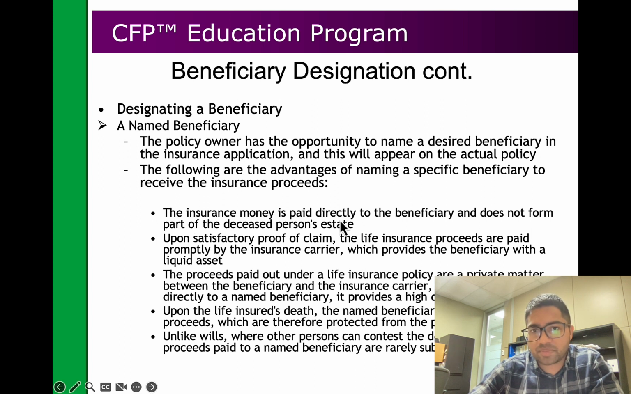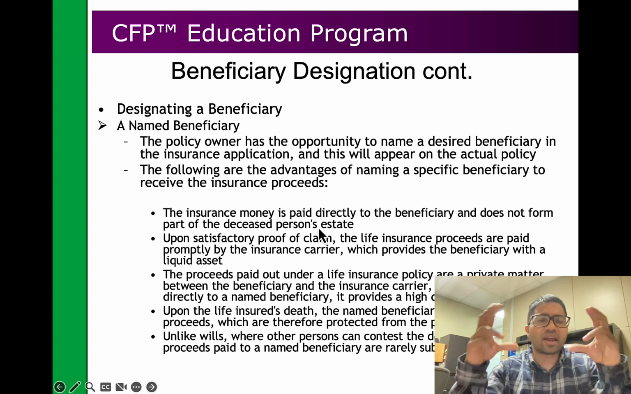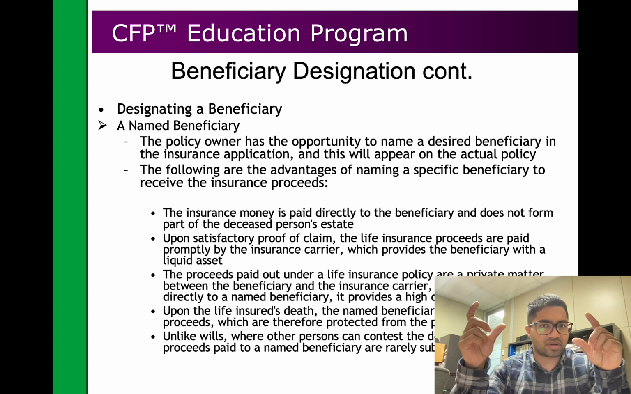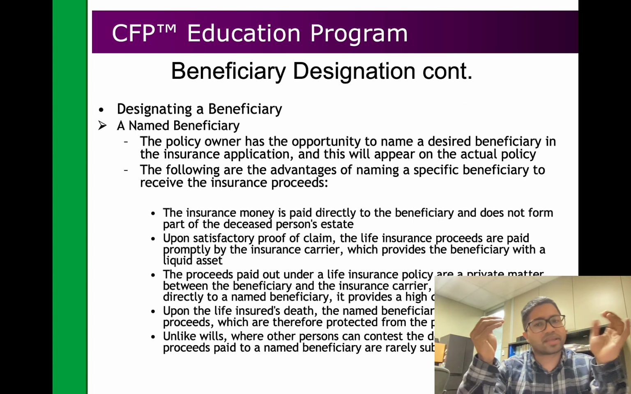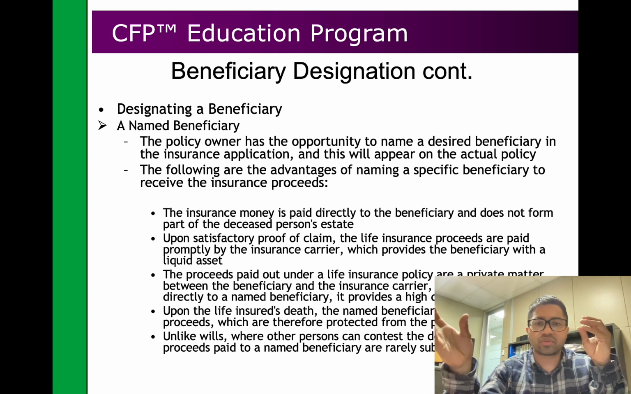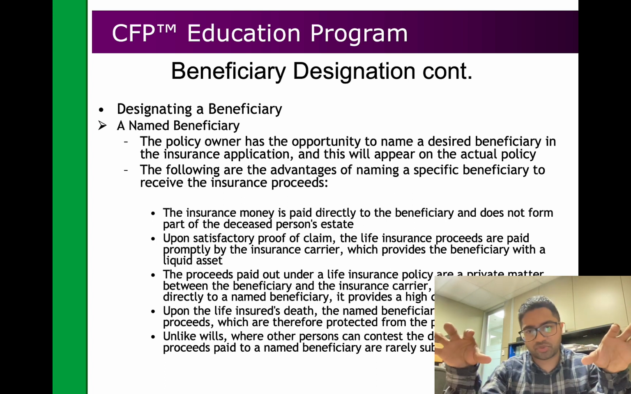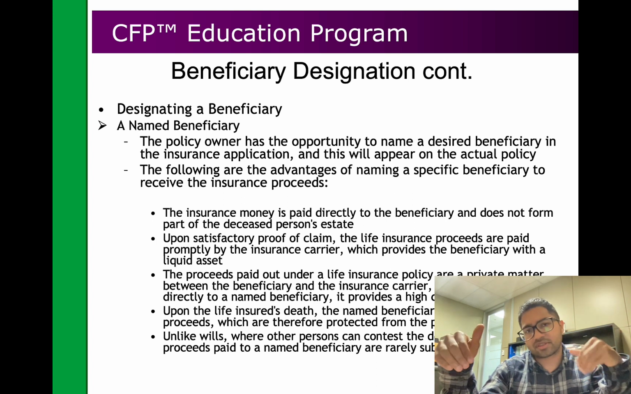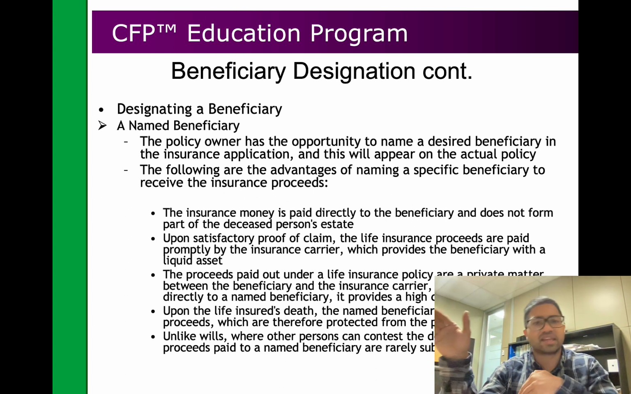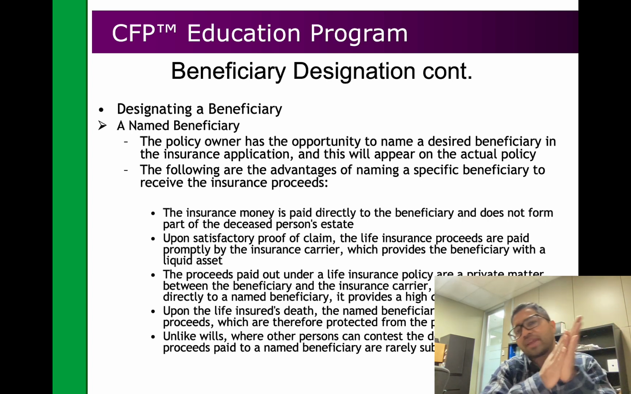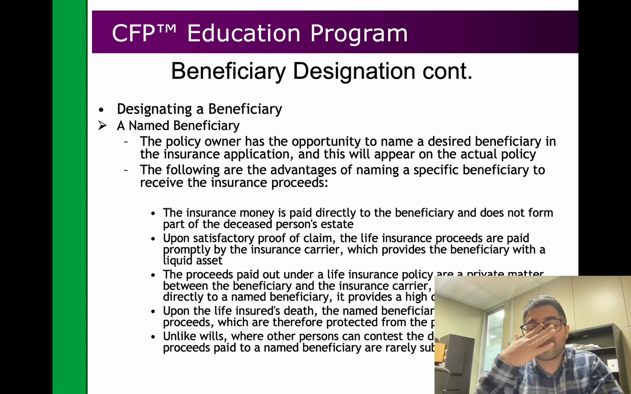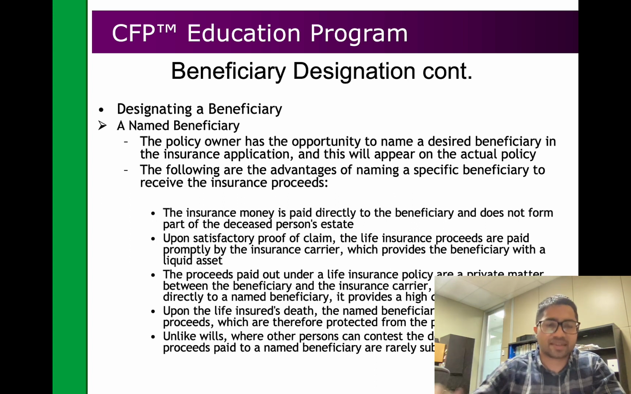The insurance money is paid directly to the beneficiary and does not form part of the estate. If you have no beneficiaries in an insurance contract, all the proceeds will go into your estate. Then you have to pay estate taxes, and the will decides the distribution. So it's a complicated process. Rather than going through the estate, it is way better that the insurance company pays the beneficiary directly, so it doesn't go into the estate.